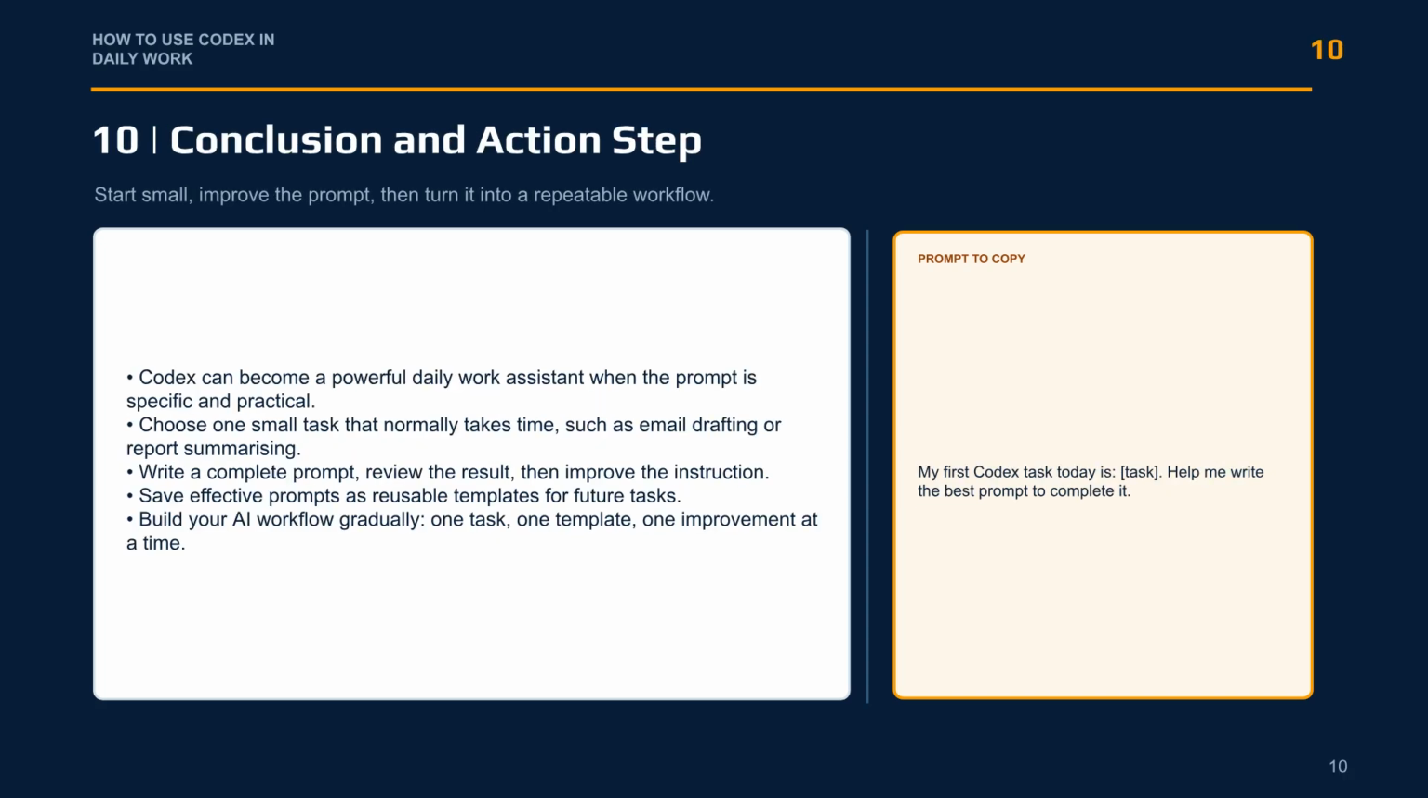To conclude, start small. Choose one routine task, write a specific prompt, and save it as a template for future use. Build your AI workflow gradually, one improvement at a time, to make Codex your most powerful daily assistant.